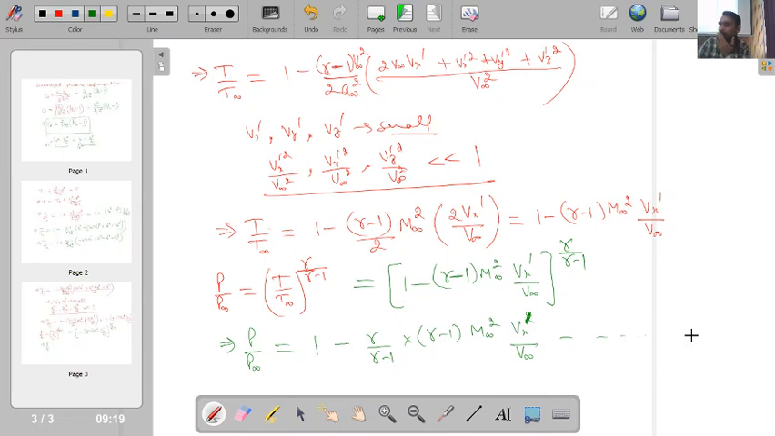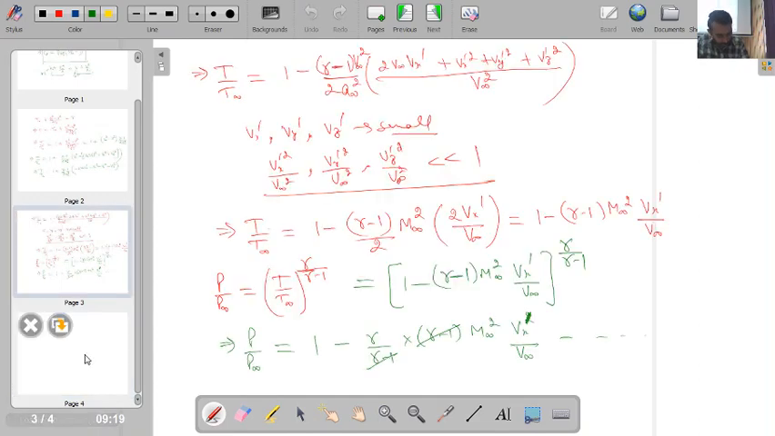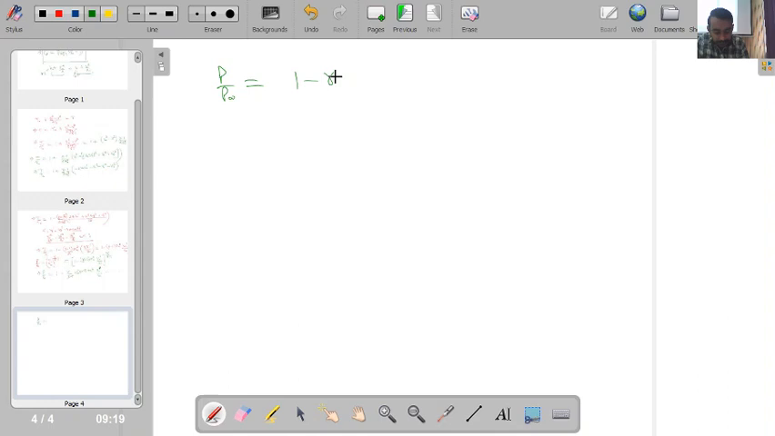Okay, because higher order terms will become (Vx dash by V infinity) square, so that we can actually neglect. Is this point clear? So now this gamma minus 1 is getting cancelled, so ultimately my p by p infinity is nothing but equal to 1 minus gamma M infinity square into Vx dash by V infinity.